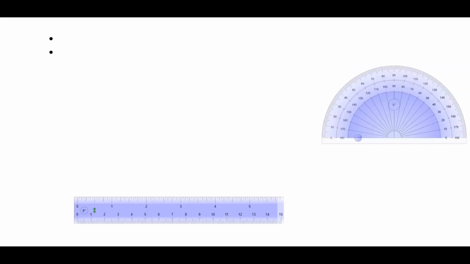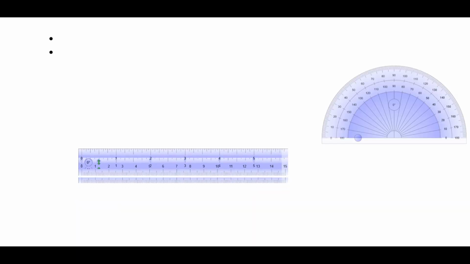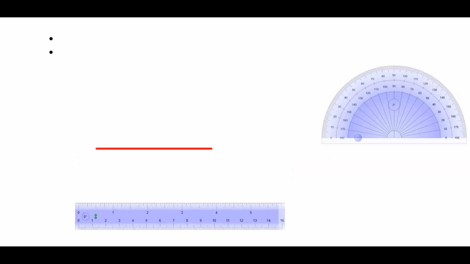The second method we're going to use to construct perpendicular lines involves using a ruler and a protractor. Use your ruler to draw a straight line first, like so. Move your ruler out of the way. Mark a point anywhere on your line. Doesn't have to be in the middle.